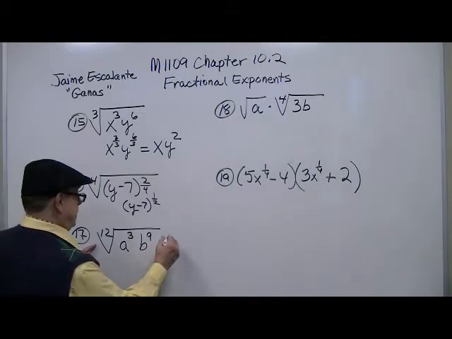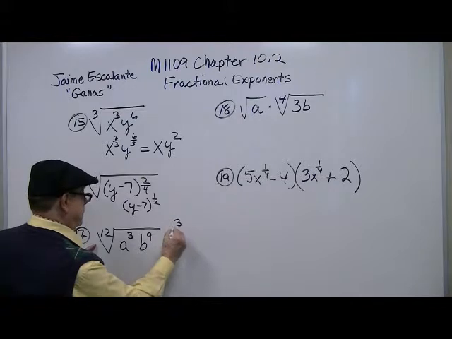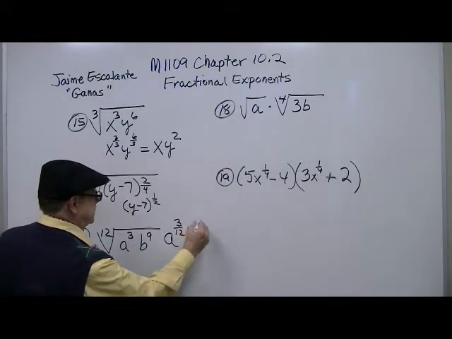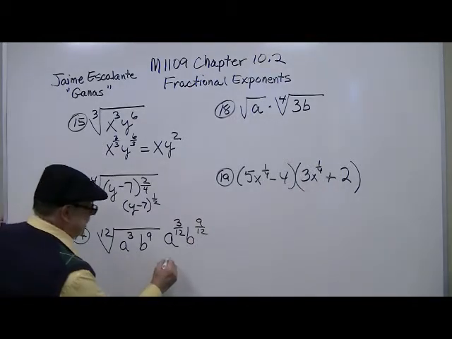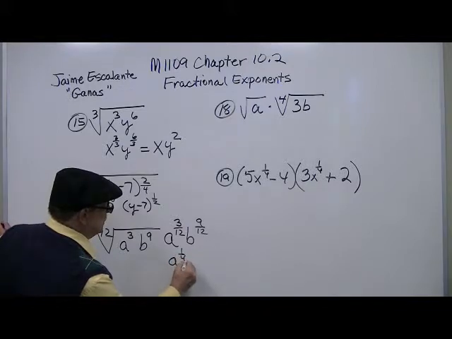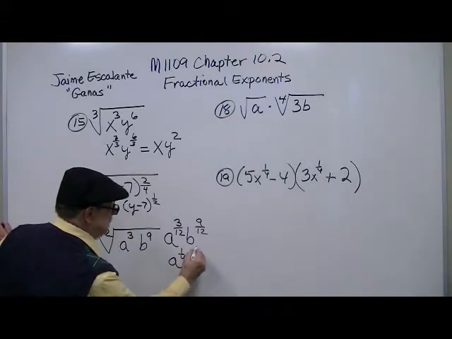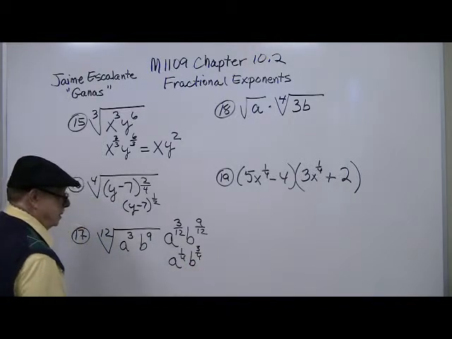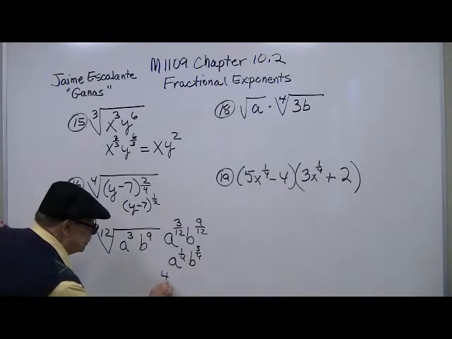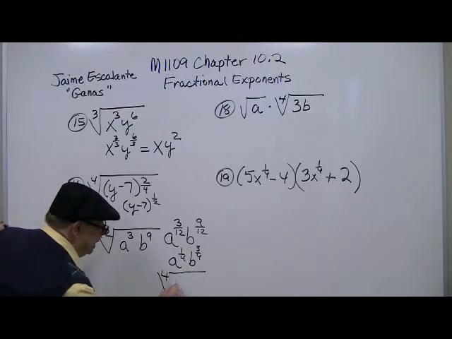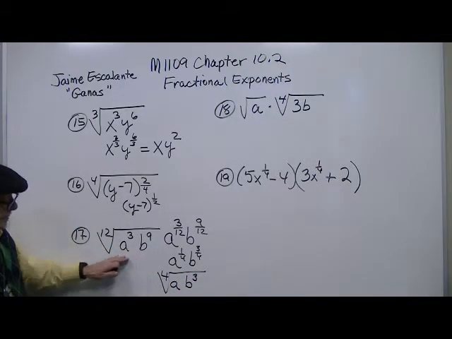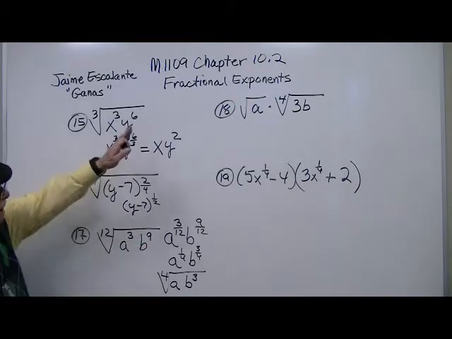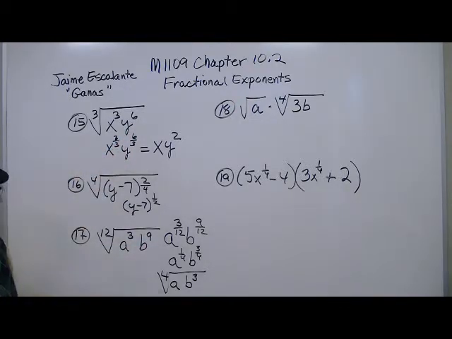And for this one will be a to the 3 over 12, b to the 9 over 12. And then this becomes a to the 1/4, b to the 3/4, or this could then become the 4th root of a b to the 3rd. So you've simplified this going through fractional exponents, and that would be an answer.